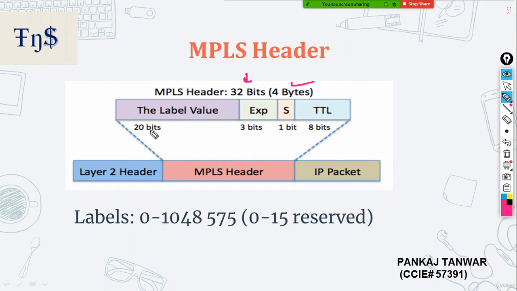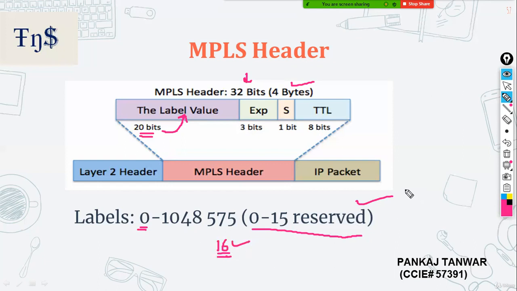So the first 20 bits in that 32-bit header are reserved for the label value, right? So we had 20 bits. That is why you can see the range of label is from 0 to 1048575. So in that particular range, labels from 0 to 15 are reserved labels. The assignment of labels will normally start from 16. So from 0 to 15 the labels are reserved.